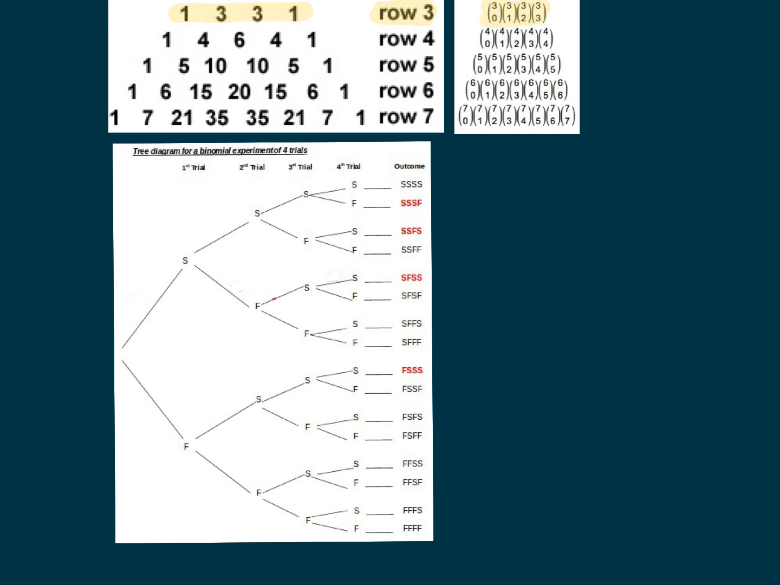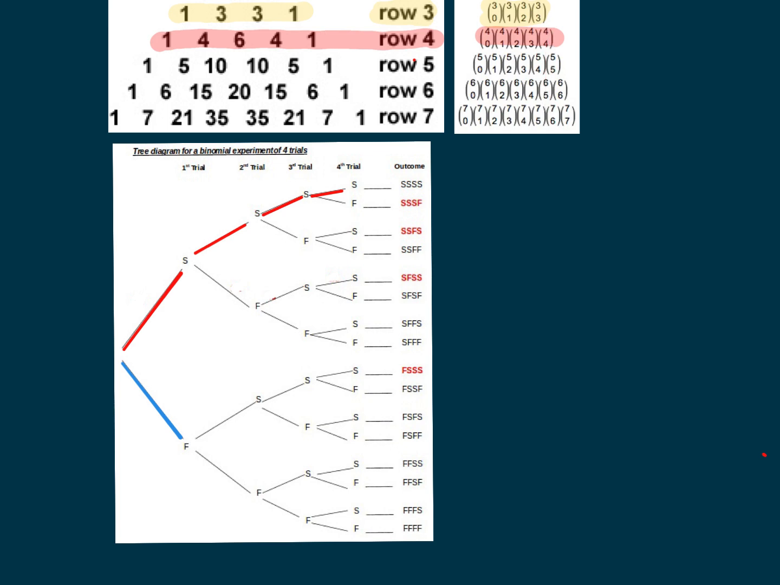On this tree diagram, I'm going to show you how the combination formula relates to the tree diagram for 4 trials. In the first trial, we may get a success or failure, and this can be repeated for the second trial, the third trial, and the fourth trial. As you can see, there's only one path which leads to success, success, success, success. This can be shown in the 4th row, where only one combination of 4 trials and 4 successes occurs.